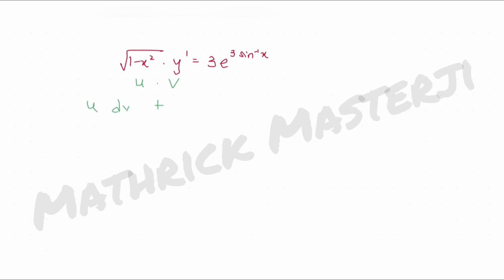v into derivative of u. So if I use that idea here, I get root of 1 minus x square into derivative of y dash, which is y double dash, plus v, which is y dash, into derivative of u, which is root of 1 minus x square. So derivative of root of 1 minus x square is 1 over 2 root of 1 minus x square into derivative of 1 minus x square, which is minus 2x.